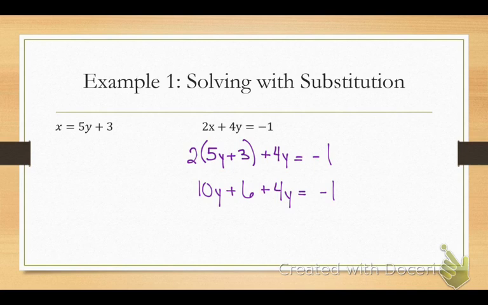Okay? Combine your like terms. So what's 10y plus 4y, guys? 14y. All right, I'm going to bring it down because I think I confused you on the last one. Plus 6 equals -1. Now what do I do? Subtract 6. Now, you could have done that on the last step. You could just subtract 6 to the other side. But if that's confusing, just bring it down and do it on the next step. -6 to both sides. And now I have 14y equals -7.